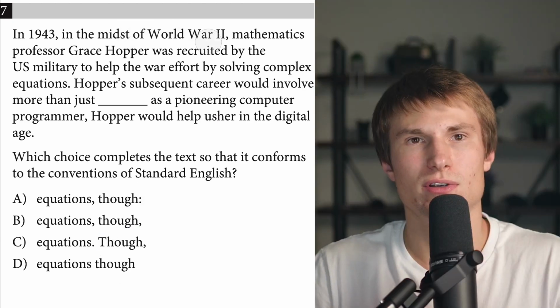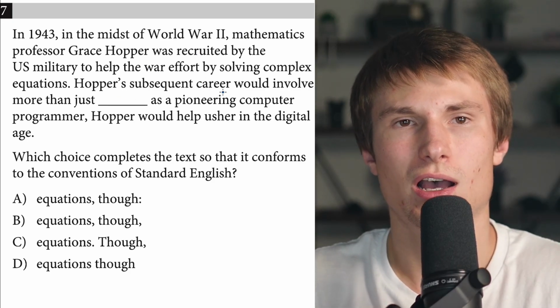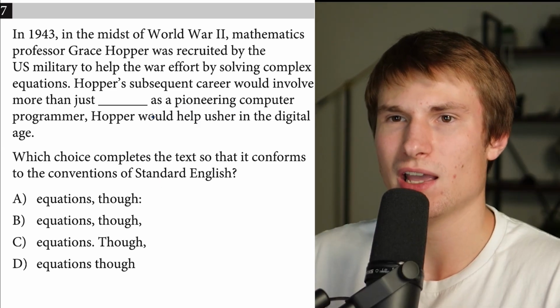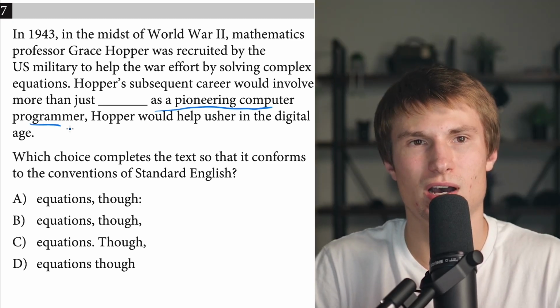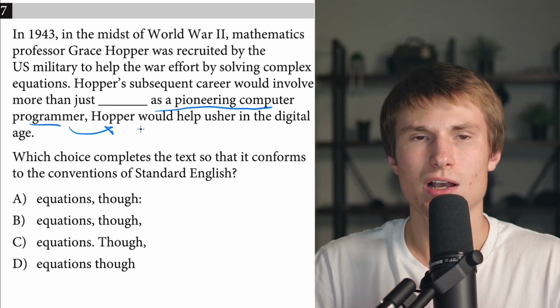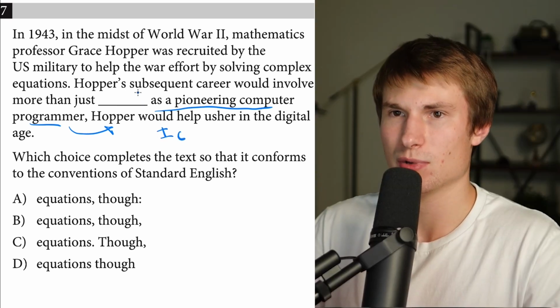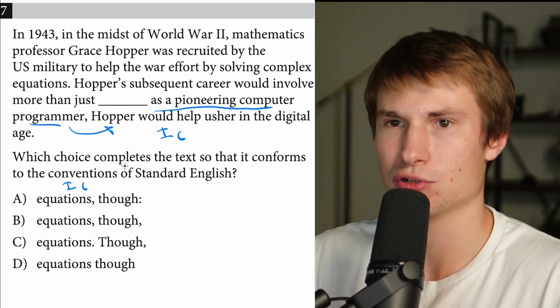In 1943, in the midst of World War II, mathematics professor Grace Hopper was recruited by the U.S. military to help the war effort by solving complex equations. Hopper's subsequent career would involve more than just equations, though. As a pioneering computer programmer, is an introductory modifier to Hopper. Hopper would help usher in the digital age. That's an independent clause. We also have an independent clause with Hopper's subsequent career would involve more than just equations. So we have two independent clauses.